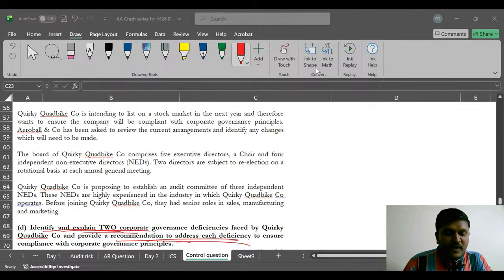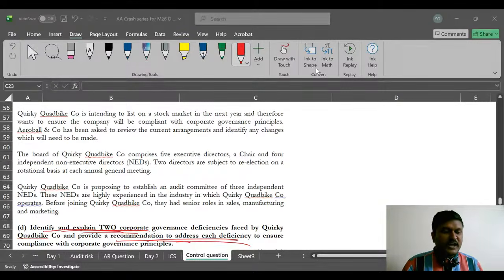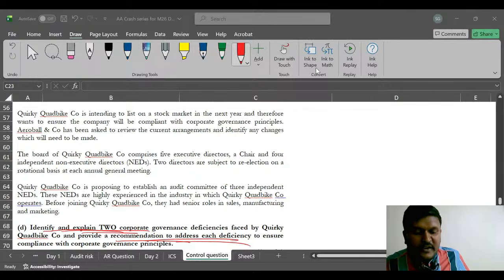Now coming to the next thing, the board of Quirky Cart Company comprises 5 executive directors, a chair and 4 independent non-executive directors. So they are having 5 executive, 1 chair and 4 independent non-executive directors. 2 directors are subject to re-election on a rotational basis at each annual meeting. So in the second paragraph, Deepak is mentioning only 2 directors are re-elected. As per the corporate governance code, every director should be re-elected every year. Yes. So every director should be re-elected by the shareholders in the annual general meeting. Yes, that is a deficiency. The recommendation would be that all the directors should be re-elected.